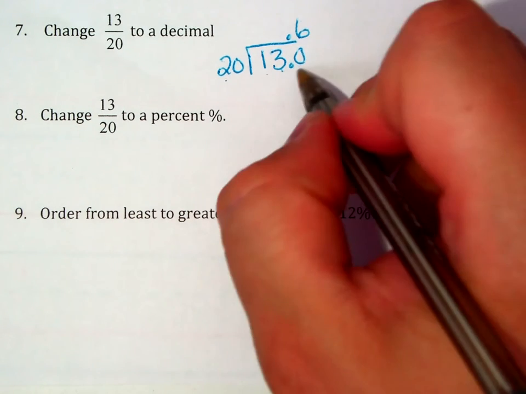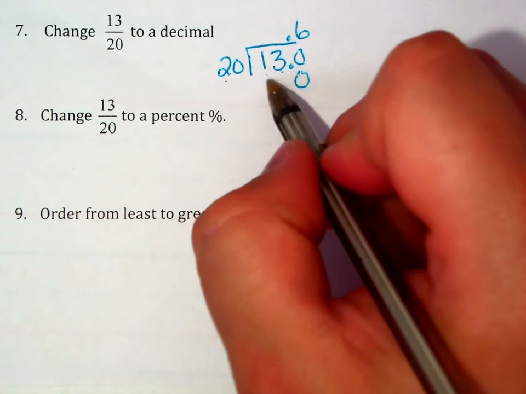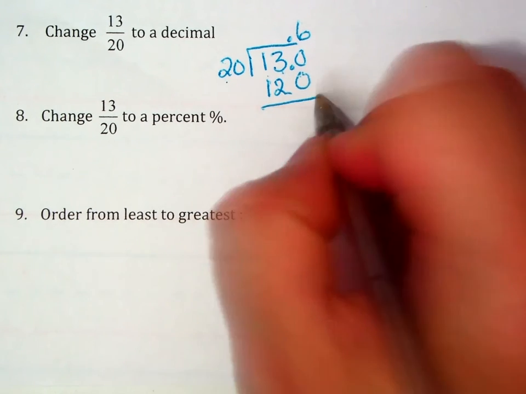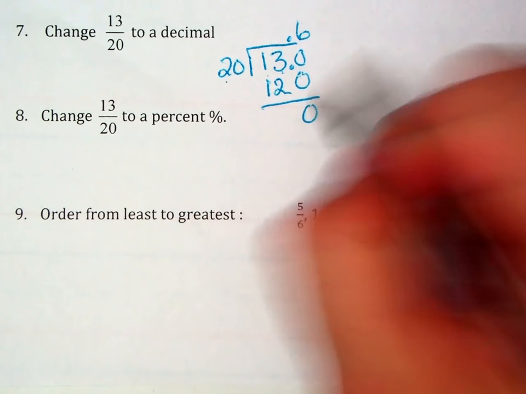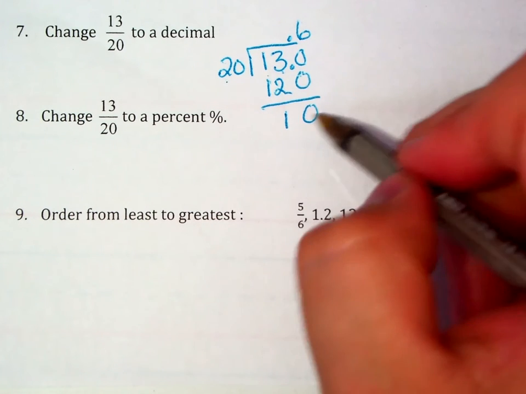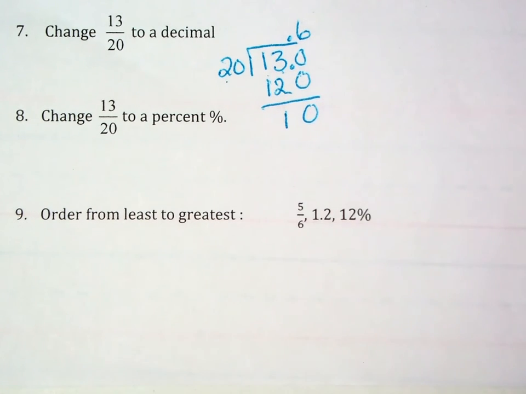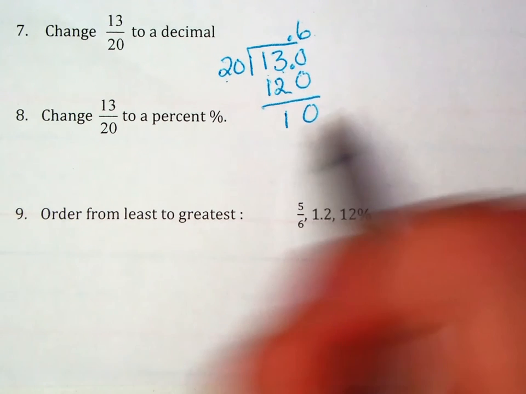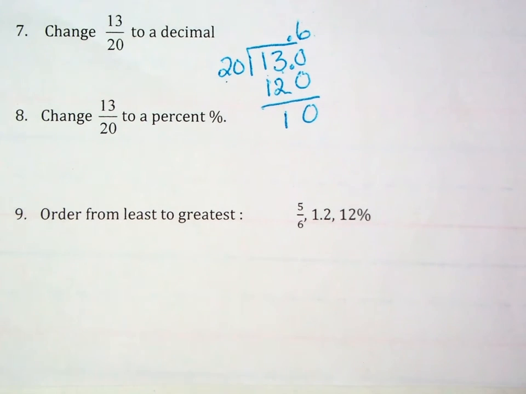6 times 0 is 0. 6 times 2 is 12. Subtract: 0, 1. Well, we still want to figure out whether or not we're dealing with a terminal decimal or whether we are dealing with a decimal that continues to have more integers after that.